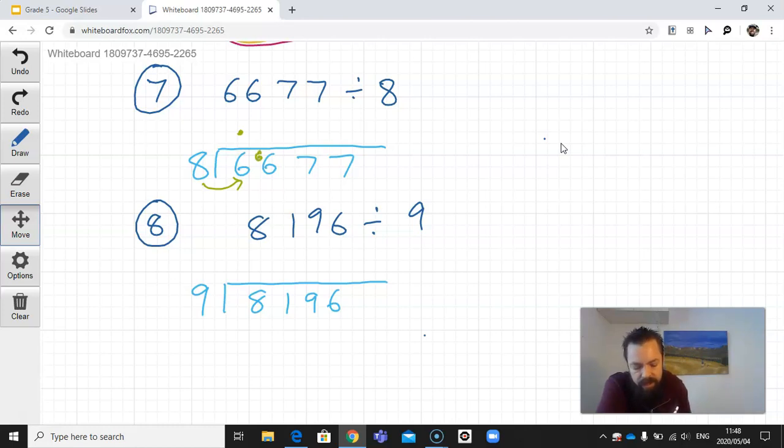Now we're going to ask how many 8s in 66. 8, 16, 24, 32, 40, 48, 56, 64. That's as many as we can get, so it's 8. We used 64, there were 66, so there were 2 left over.